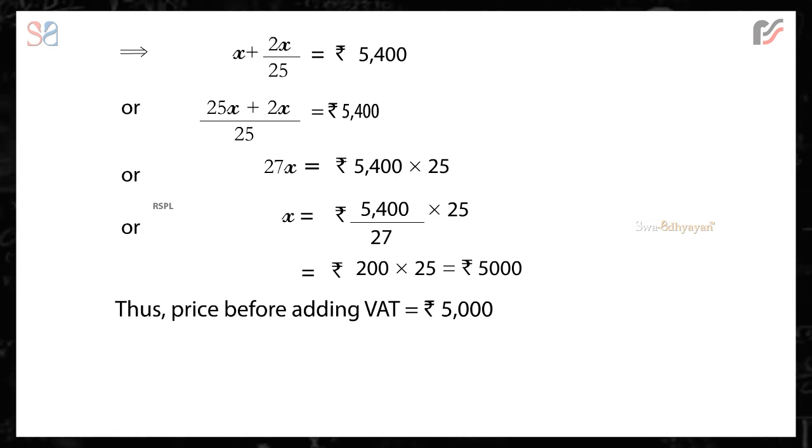or 25x plus 2x by 25 is equal to rupees 5,400, or 27x is equal to rupees 5,400 multiplied by 25, or x is equal to rupees 5,400 by 27 multiplied by 25, which is equal to rupees 200 multiplied by 25, which is equal to rupees 5,000. Thus, the price before adding VAT is equal to rupees 5,000.